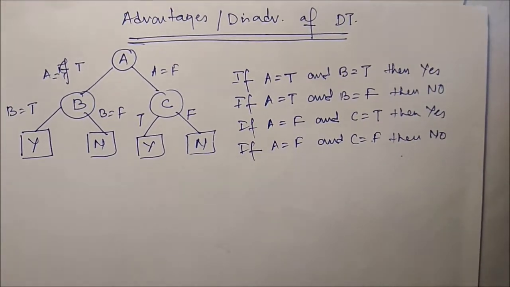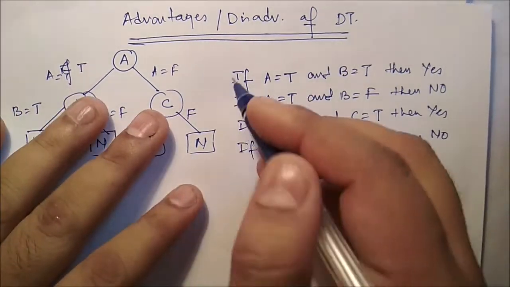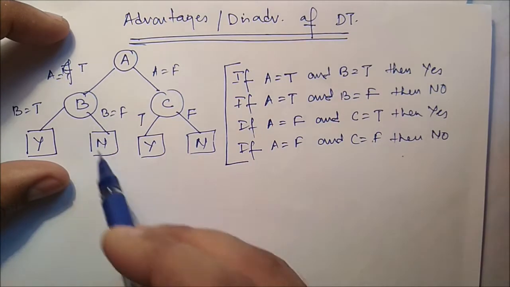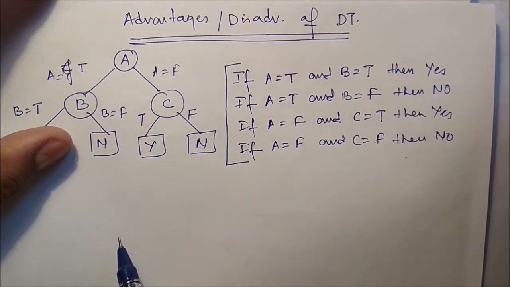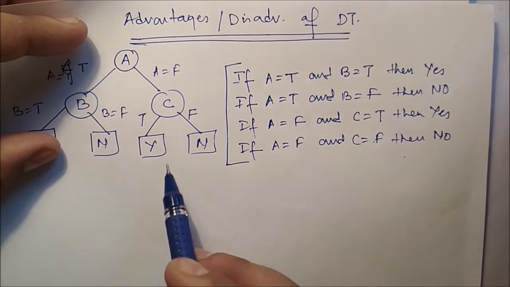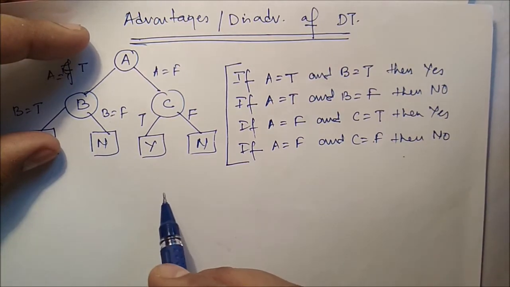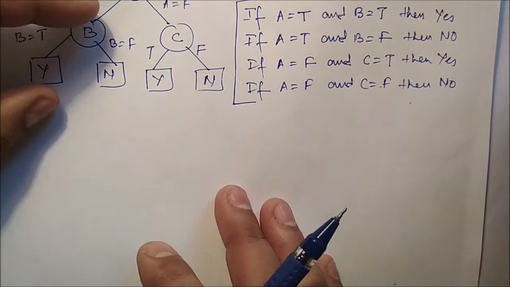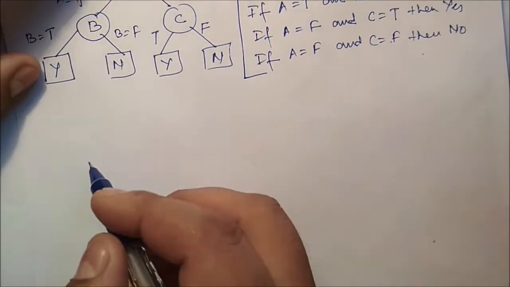So like this way we can construct rules. These are called rules. We can construct rules from the decision tree, and the size of the tree is independent of the database. Clear? Next is disadvantages. Now the disadvantages is what?